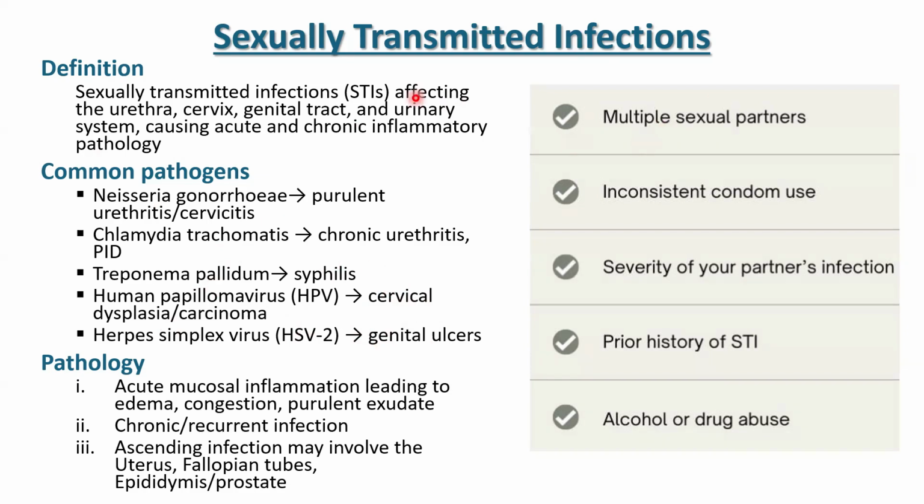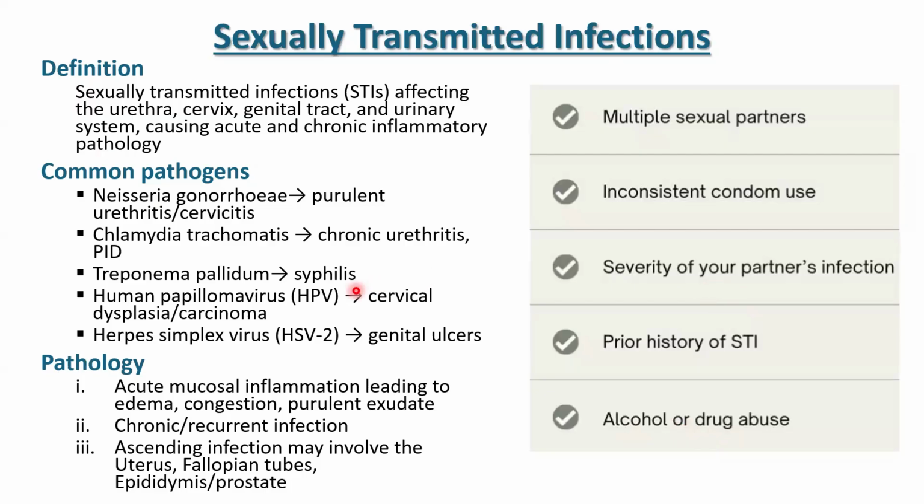And the predisposing factors of having STIs are multiple sexual partners. So having more than one sexual partner, inconsistent condom use, severity of your partner's infection. So if you have sex with a person with multiple infections or severe infections, it will predispose you to having STIs. Also prior history of STIs, and alcohol or drug abuse.